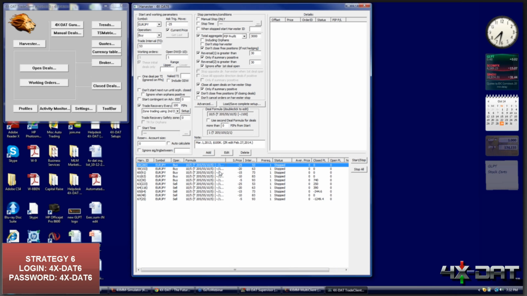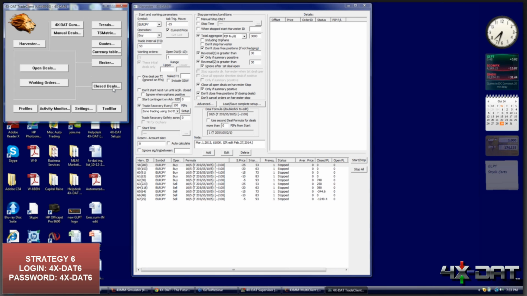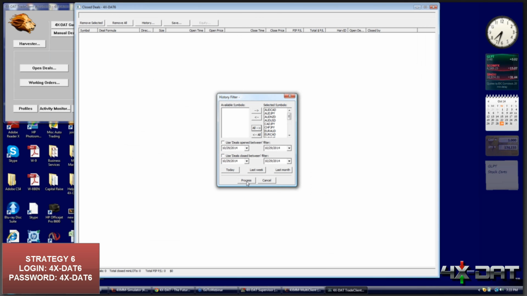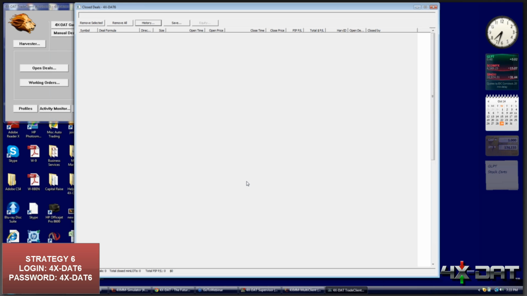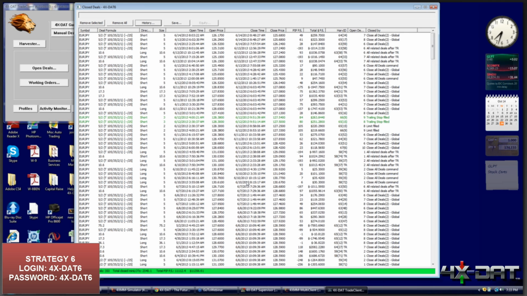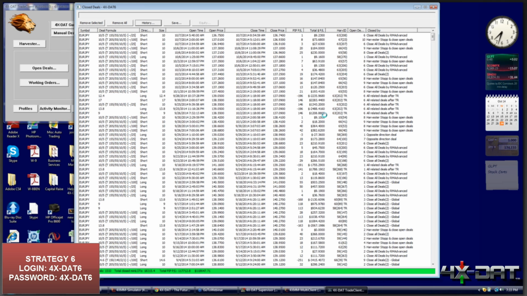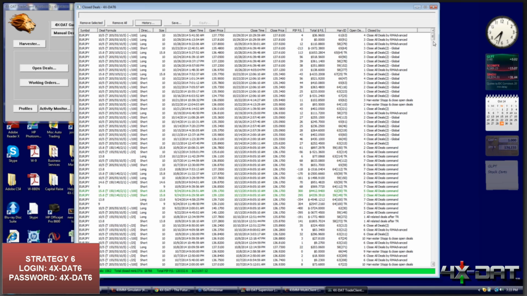A 100 pip zone recovery is fairly aggressive. And what really happens is that you will have a lot of unnecessary zone recovery trades that will drag you down in a range-bound market. So if we look at our history of what we've closed so far, about 121,000 in profits.